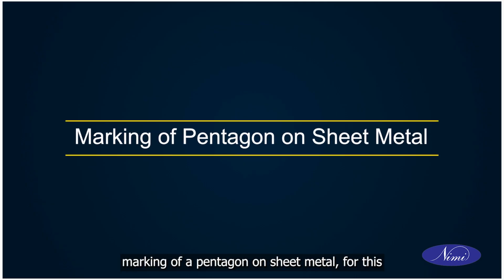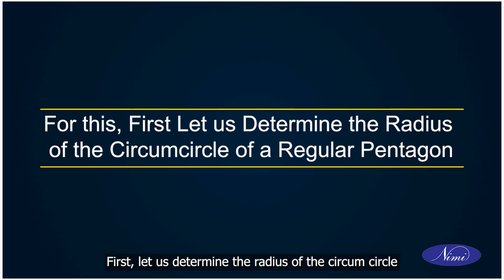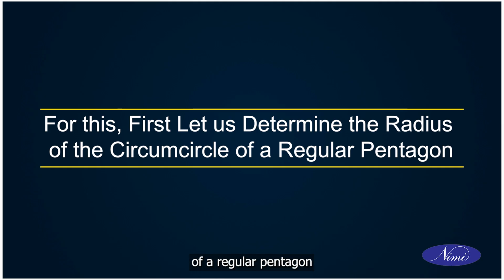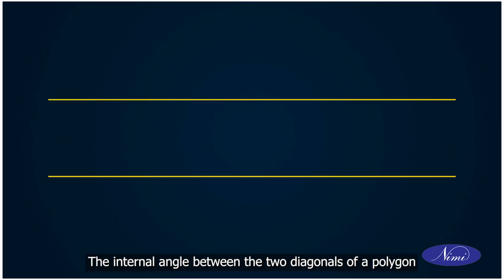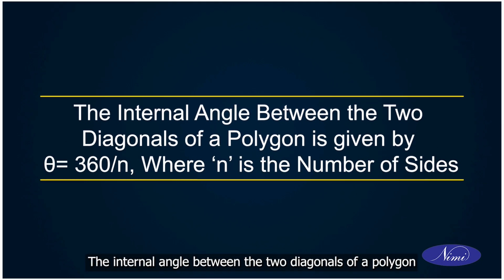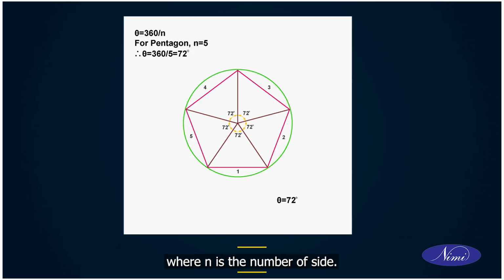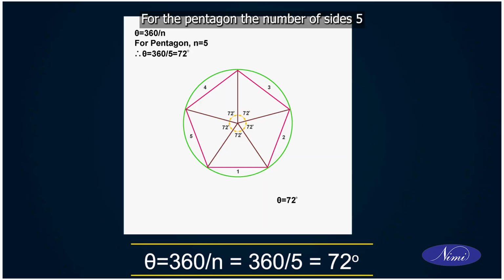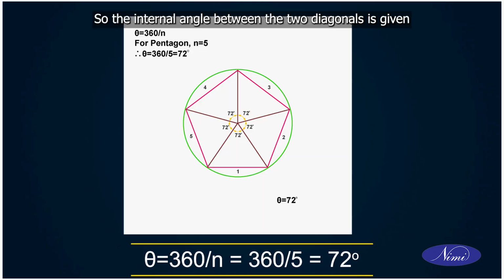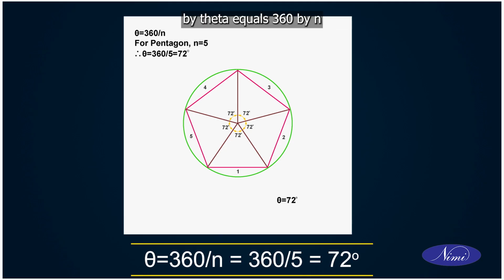Let us now learn about marking of a pentagon on sheet metal. For this, first, let us determine the radius of the circumcircle of a regular pentagon. The internal angle between the two diagonals of a polygon is given by theta equals 360 divided by n, where n is the number of sides. For a pentagon, the number of sides is 5. So theta equals 360 by n, which equals 360 by 5, which equals 72 degrees.